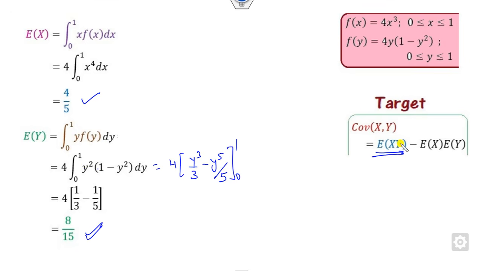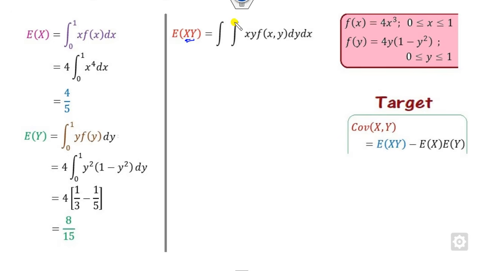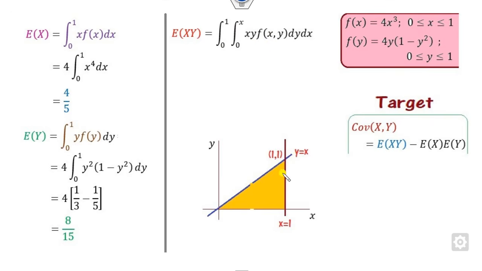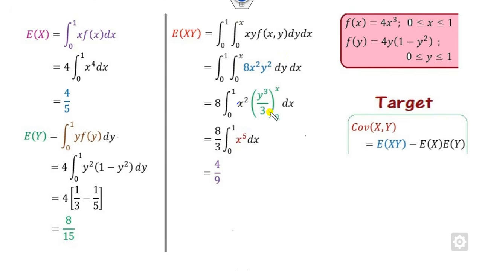How do you find the E of XY? Since it is two variables, we can integrate them. How do you take the limits? Since it consists of the function xy, we will look at the original graph. I consider this as y, so you can take the limit on the y-axis. This is 0, this is x, so the first limit is 0 to x. What is the minimum value of x? It is 0, the maximum value of x is 1, so 0 to 1. I can substitute the value of f of x y. The function is 8xy here, and firstly you integrate with respect to y, and then you integrate with respect to x.